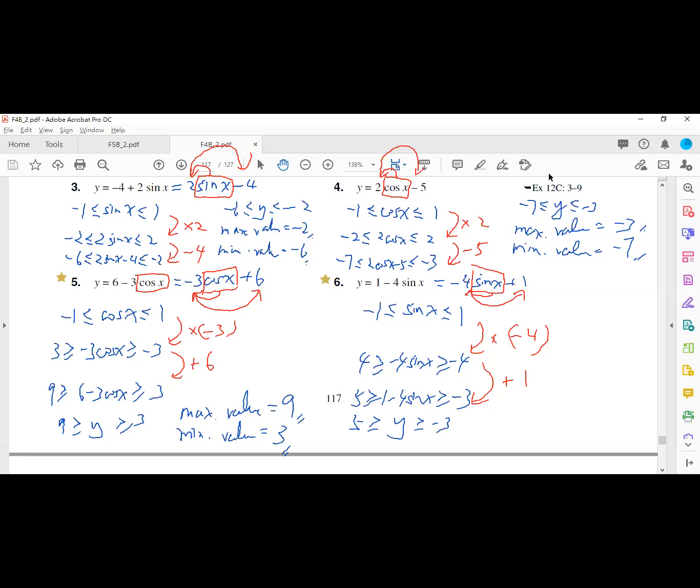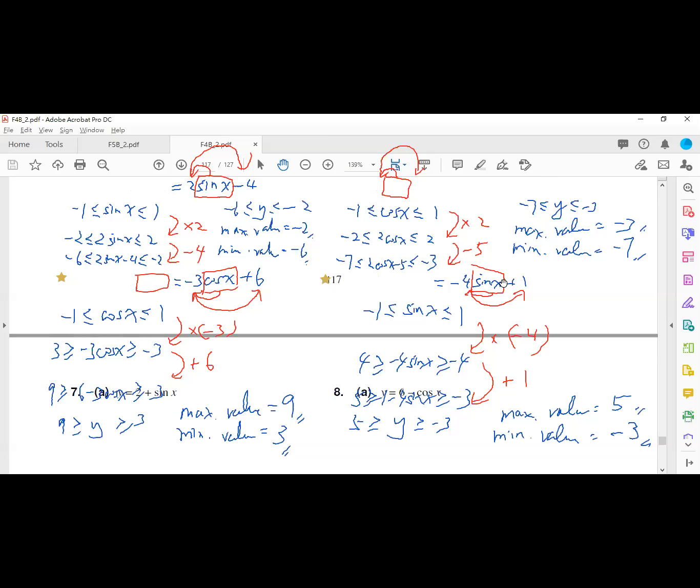The maximum value is the largest number, that is 5, and the minimum value is the smallest number, that is -3. That is how we can find the maximum value and the minimum value of this type of function. Is that okay?